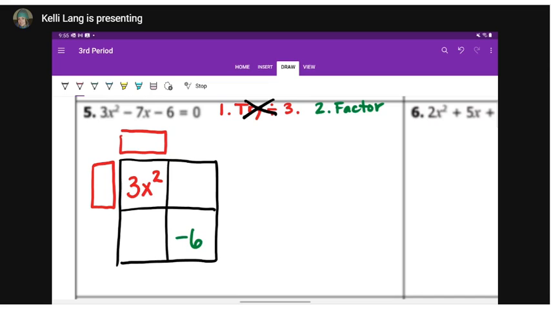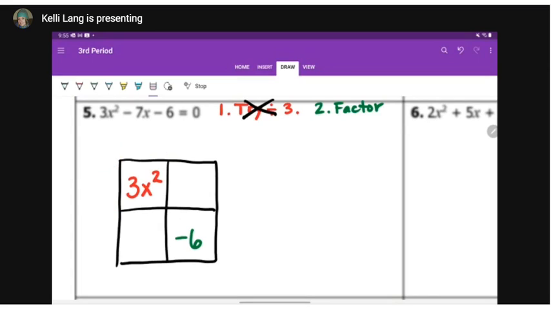We need to come up with two things that multiply together to give us 3x squared, and we fortunately only have one option. 3x times 1x. I'm going to write that as 3x times x.